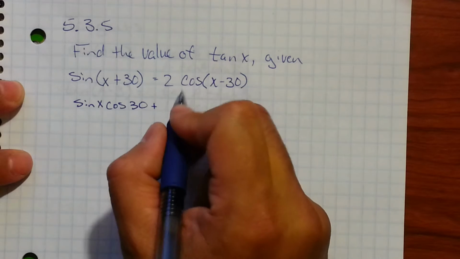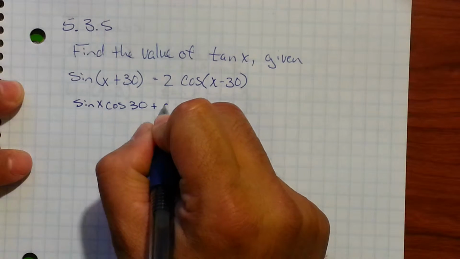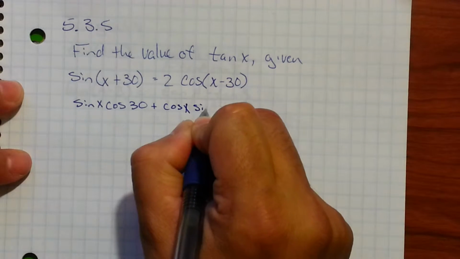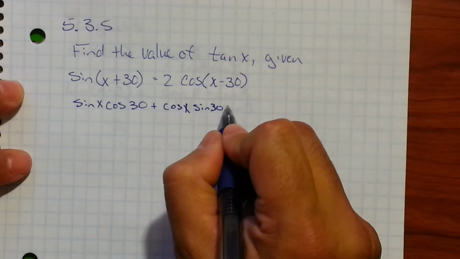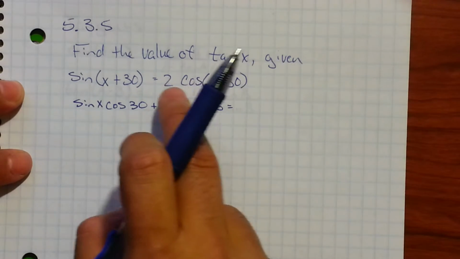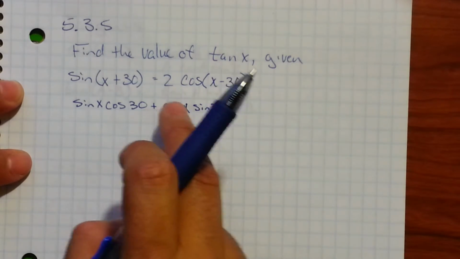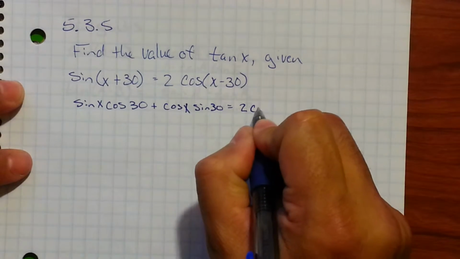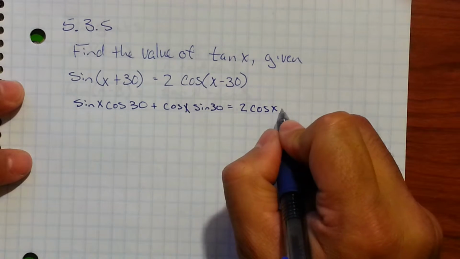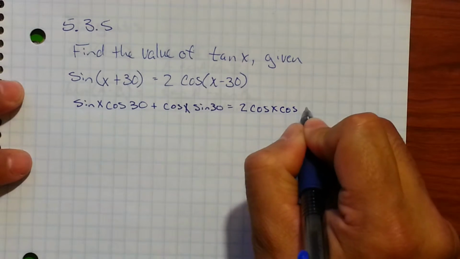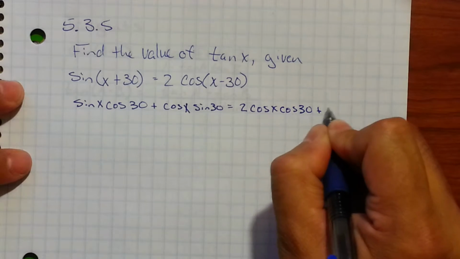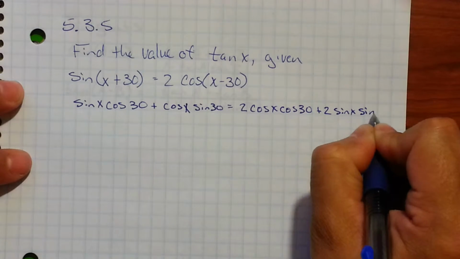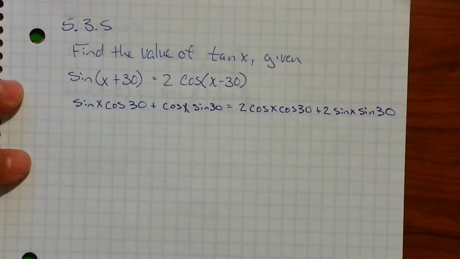plus cosine x sine 30 is equal to, now when I break this up, because the 2 is out front as a multiplier, it's going to go in front of both terms. So 2 cosine x cosine 30 plus 2 sine x sine 30.